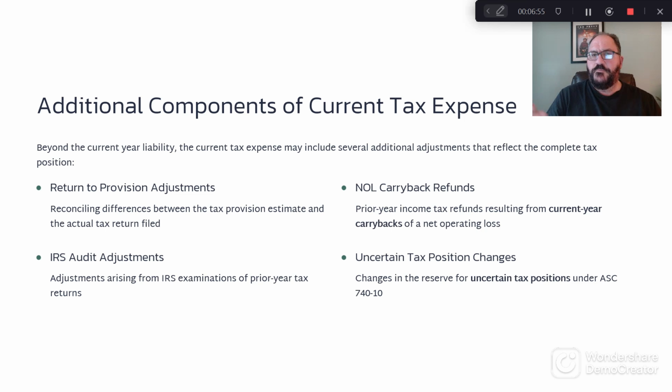All right. So some other components of current tax expense, besides the current year liability, depending upon what it is: IRS audit adjustments, some provision adjustments, net operating loss carryback refunds, uncertain position changes. So there are some other items that could come in here and make it a little more squirrely. Again, that's when you've been doing this quite some time. We won't be asking anything like that. Not in this class. It's the first time.